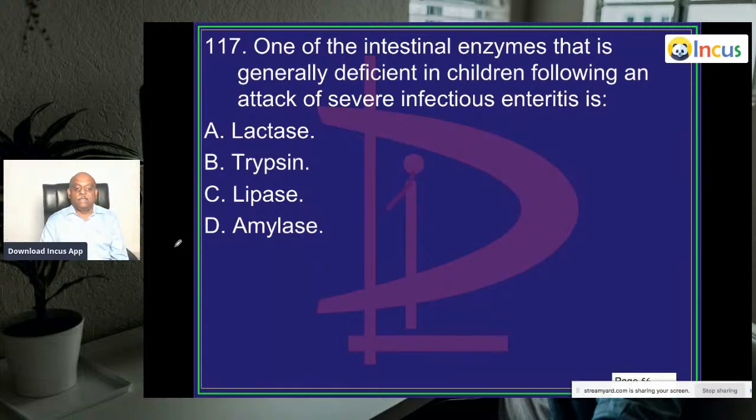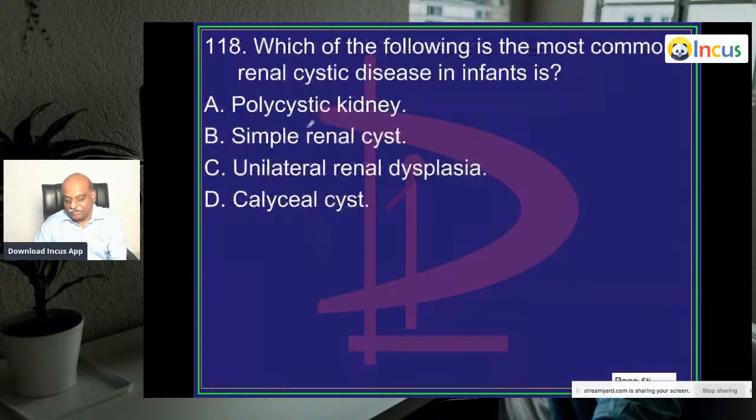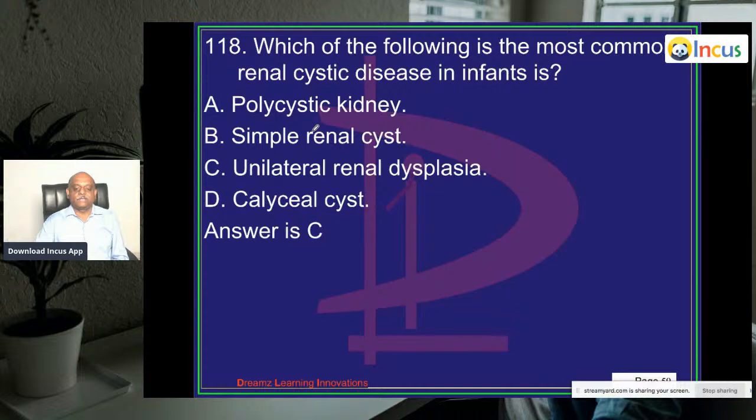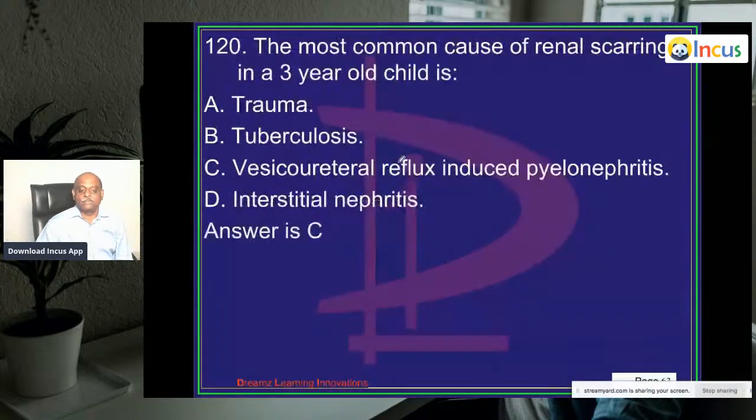Achha. Whenever there is a severe infectious enteritis, what will happen? There is damage to the villi that leads to deficiency of lactase and disaccharidases. What is the most common renal cystic disease in infants? Unilateral renal dysplasia is most common.